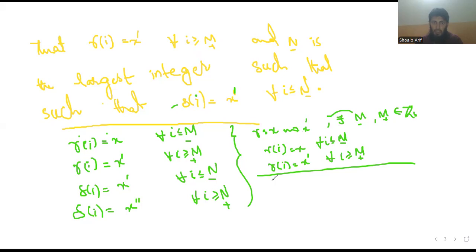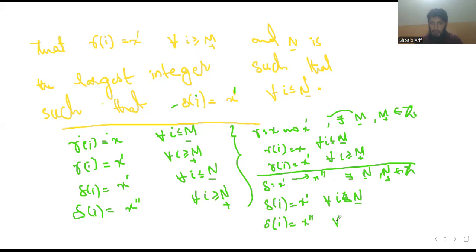And what is the definition of sigma? Sigma is a path from x prime to x double prime, and there exist two integers, n minus and n plus, such that sigma of i equals x prime for all i less than or equal to n minus, and sigma of i equals x double prime for all i greater than or equal to n plus. So sigma of i gives x prime for all i less than or equal to n minus, where n minus is the largest integer; we get x prime at all the points up to n minus.